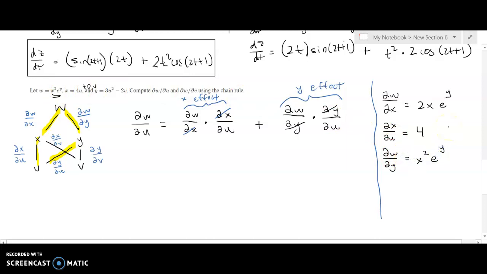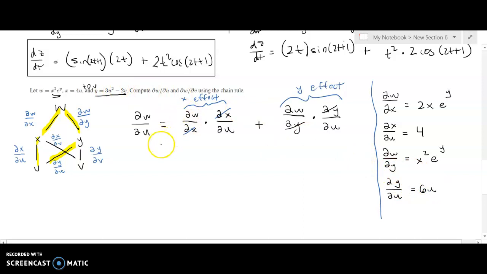Although all these partials can be done in Wolfram Alpha, it doesn't need to be the case that you do them all by hand, but I'm just doing them here as a way to practice and continue thinking about taking partial derivatives. And then lastly, I need dy/du. So I'm going to look at this and take the derivative with respect to u. So v is considered constant, so the derivative of negative 2v is 0. The derivative of 3u squared is 6u.